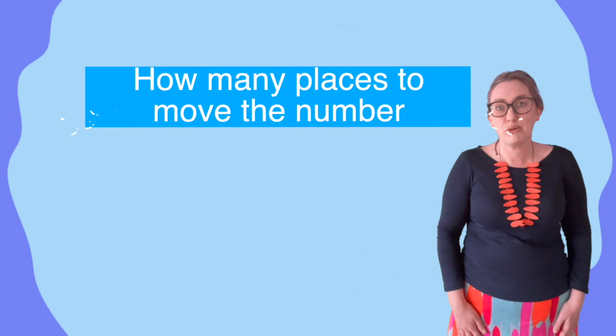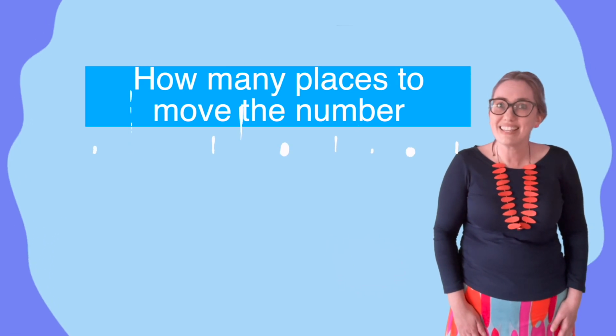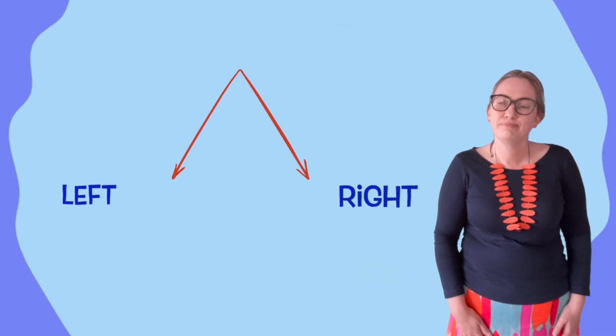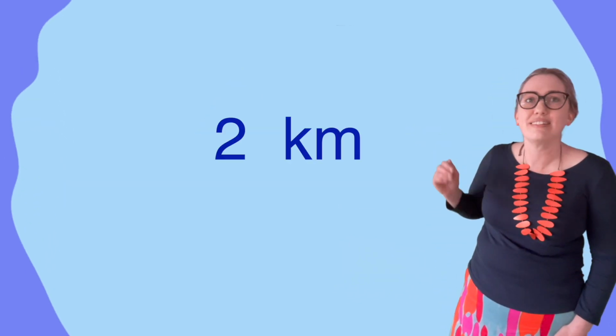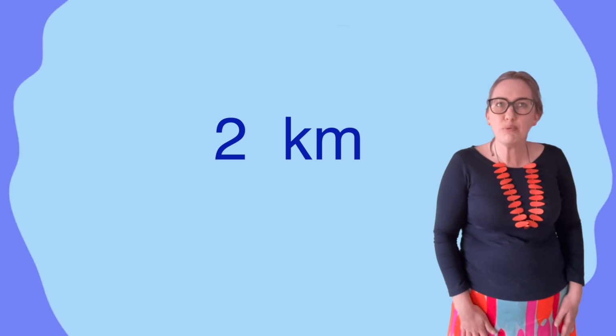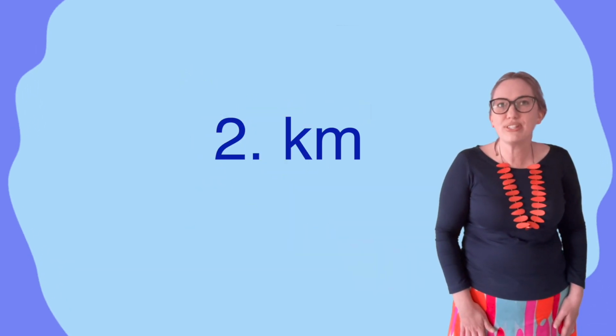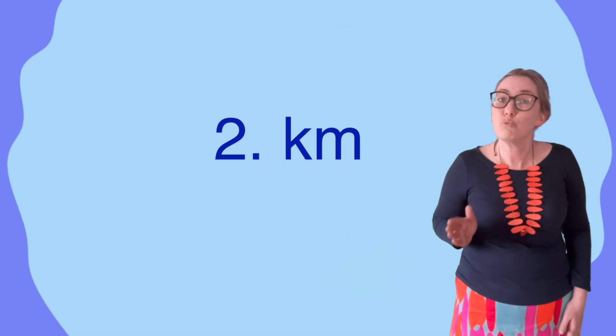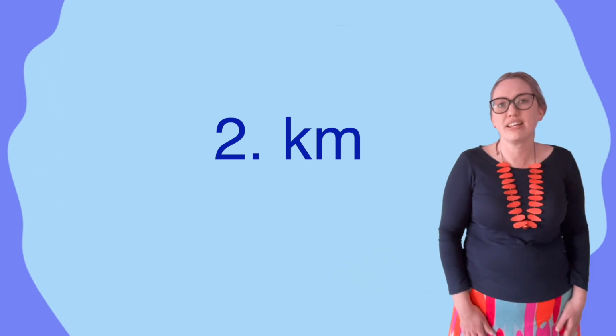There are just 2 steps to converting length. The first is to know how many places to move the number. The second is to know whether to move the number to the left or to the right. Here we have 2 kilometres. I'm going to put a decimal point after the 2 just to help us remember that this is 2 whole kilometres. This will be helpful later down the track.